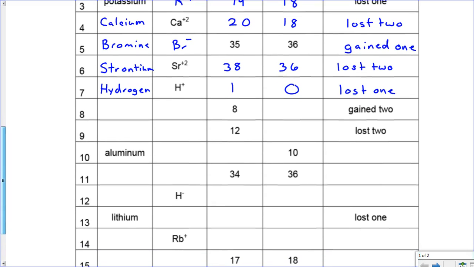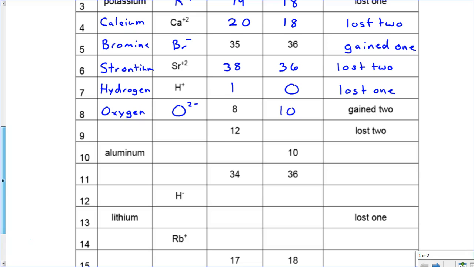Number 8, atomic number 8. This is oxygen. Oxygen has a symbol of O. It says it's gained 2 electrons, so that means it has 10, and its overall charge is 2 minus.